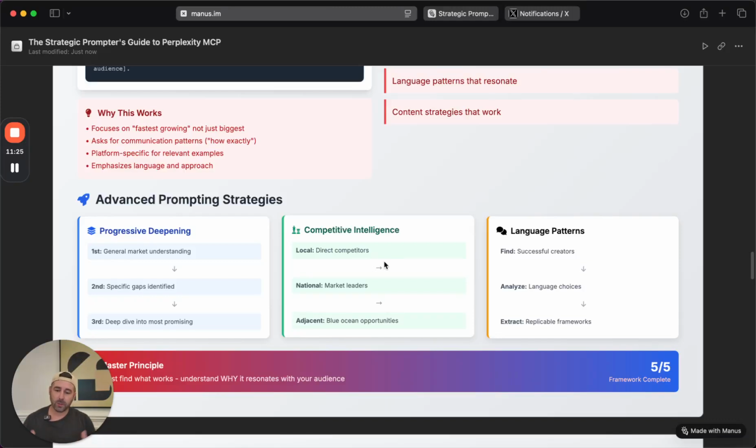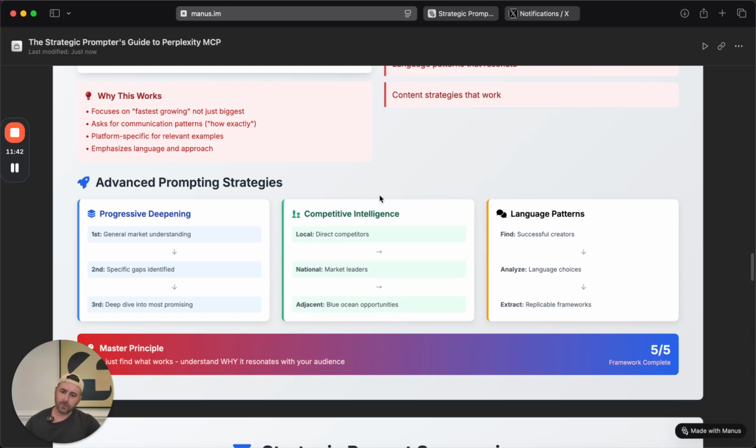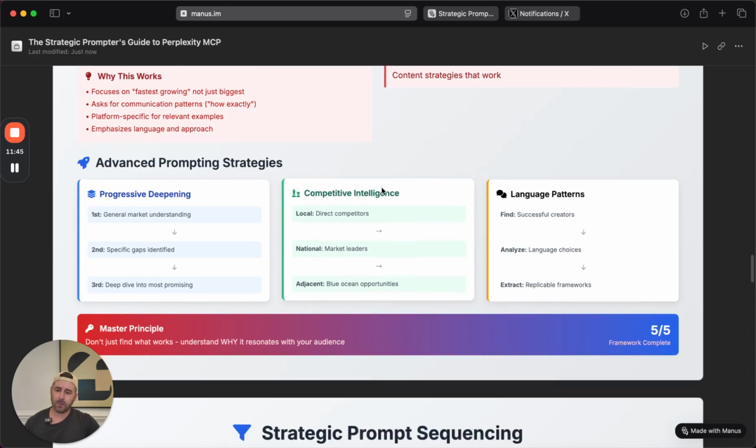I am making that my own with my unique angle and with my unique perspective. And again, I'm the filter there, the human in the loop that is making sure that this is on brand and on point for the customers that I know, assuming that this is my business. So we've got some advanced strategies here mapped out. Progressive deepening. So general market understanding, specific gaps, dive into the most promising ones. Competitive intelligence, direct competitors, market leaders, blue ocean opportunities, language patterns, successful creators, language choices, and replicable frameworks.